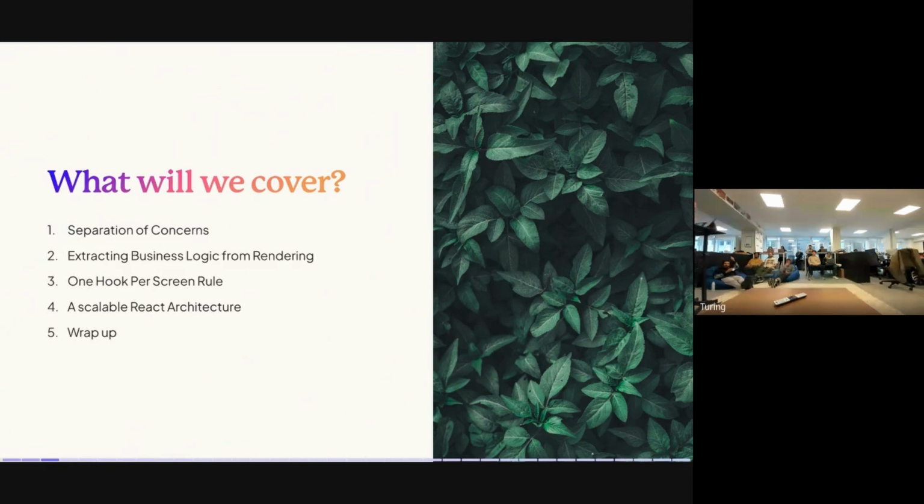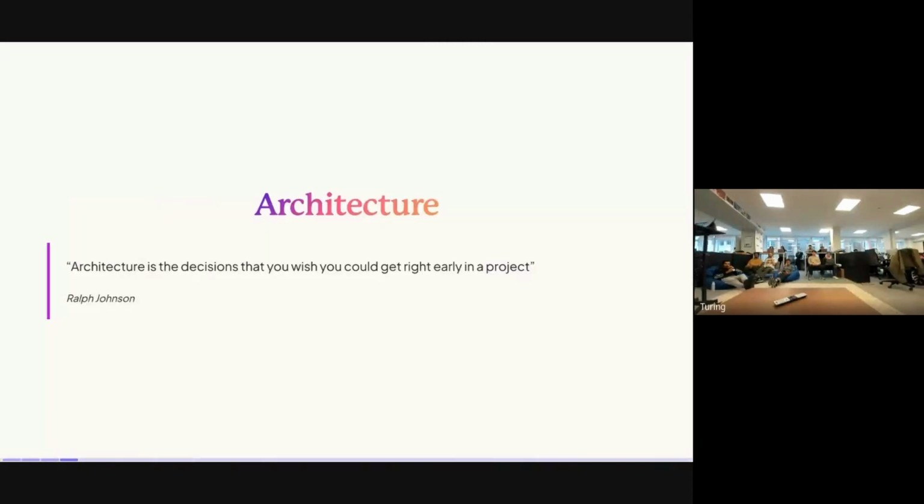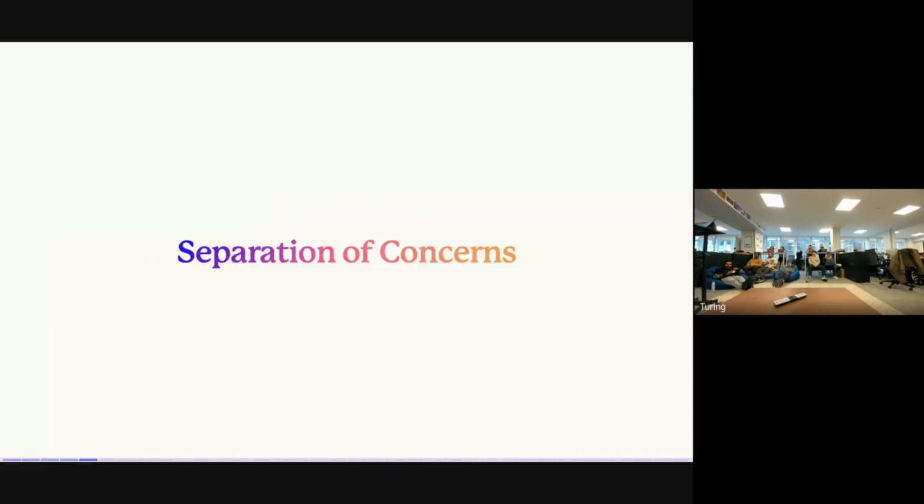Sound good? Nice. Okay. Let's start with architecture. This was a definition that Merrick taught me, which I actually really like. Architecture is the decisions that you wish you could get right early in a project, and that's by Ralph Johnson, who's a computer science professor. I really like it because I think it's very practical and lets you start thinking about architecture in a different light than you might be used to.